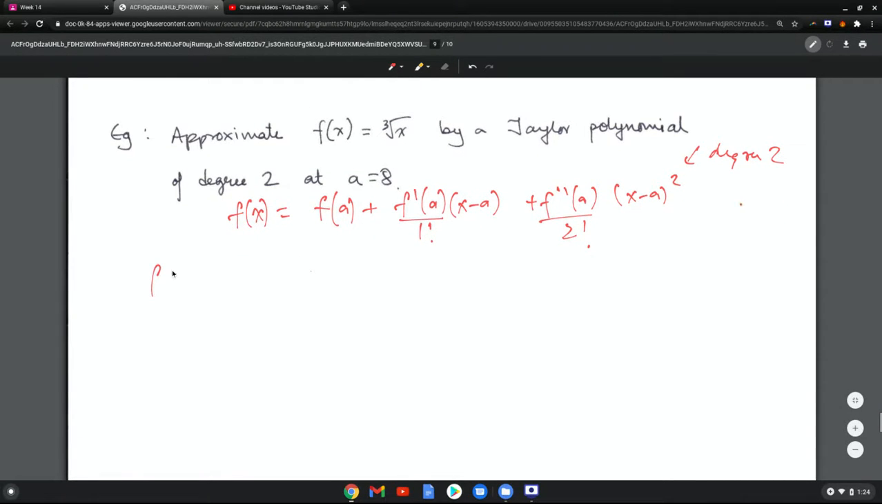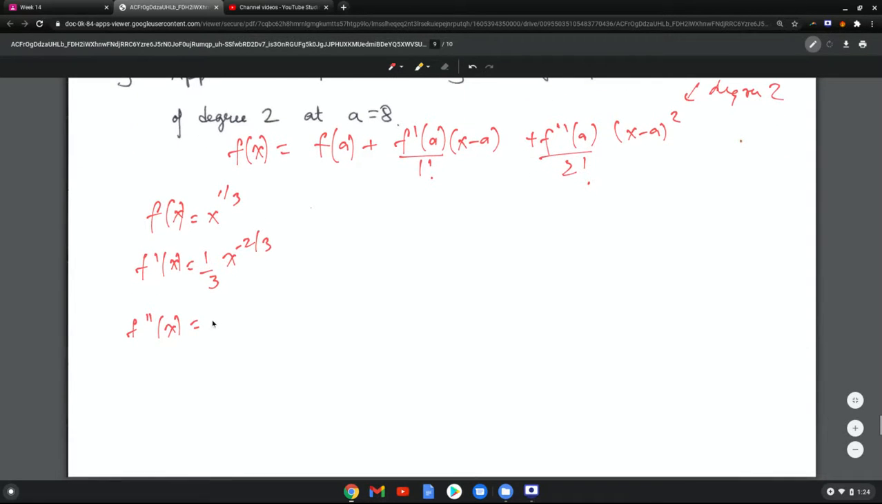So let's see what we need. We need f of x, which is x to the 1/3. We need f prime of x, which is 1/3 x to the negative 2/3. And the second derivative, which is negative 2/9 x to the negative 5/3. Then we need f of 8, which is cube root of 8, which is 2.